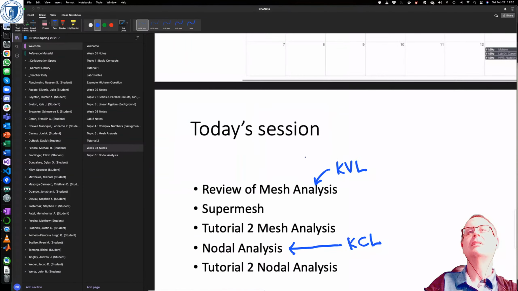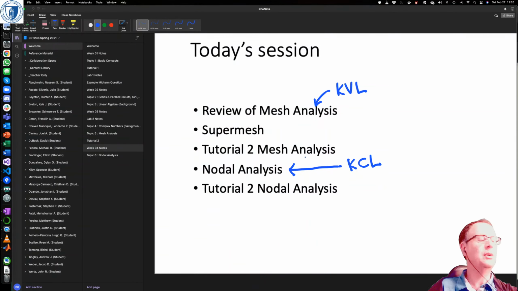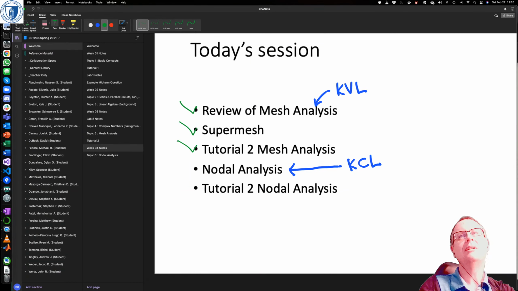Just to go back to what I'm hoping to look at today. So what have we done so far? We've reviewed mesh, we've talked about super mesh, and we've done the tutorial on mesh analysis. I don't think we'll have much time to try the tutorial on nodal analysis, but I'll see how we go when I introduce nodal analysis. Unless anybody's got any questions, let's take another break, and we can go from there.